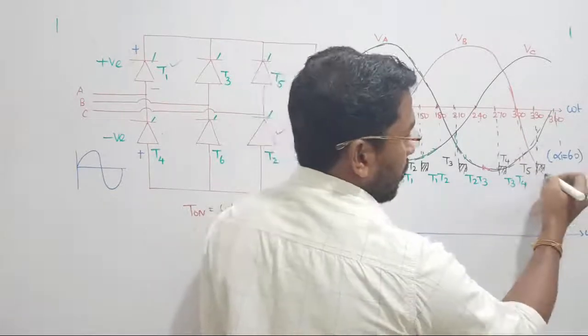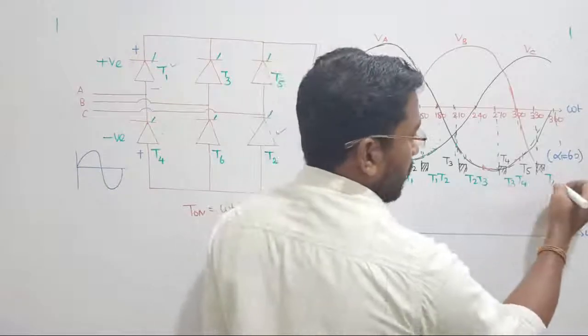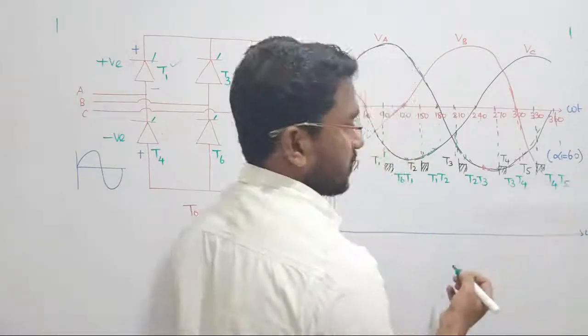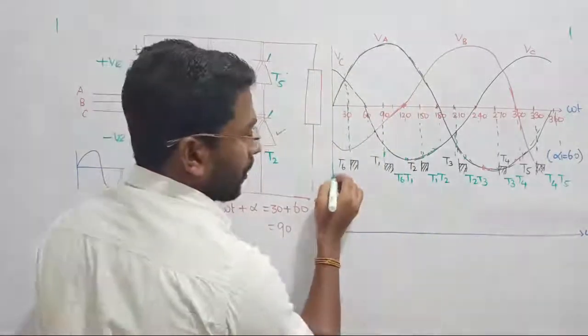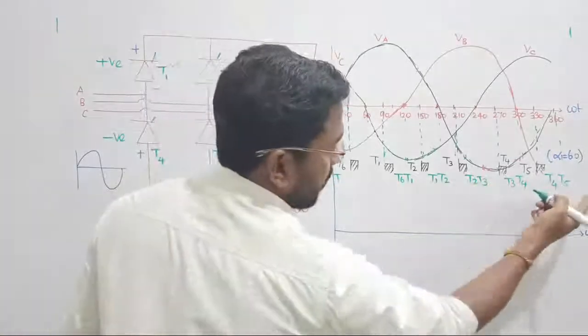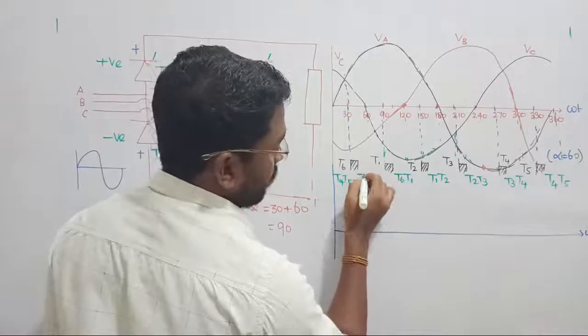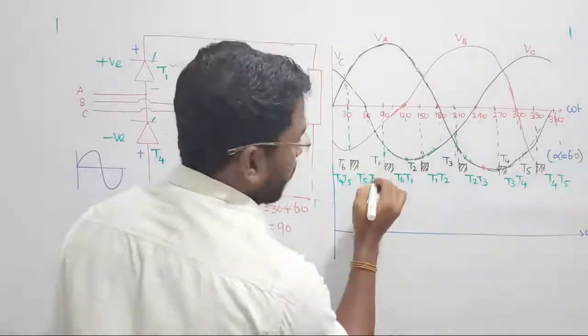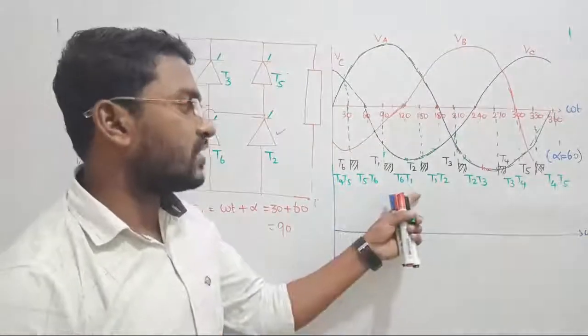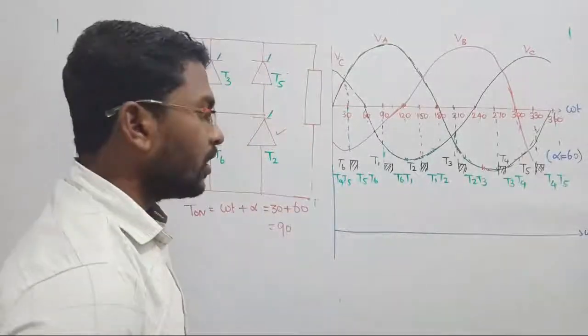After T5, this odd number will be replaced. T4, T5 are going to carry the current. Again, T4, T5 continue their connection. So there is T4, T5 only, but at the crossing, immediately T5, T6 will carry the current, and then T6, T1, and so on. This cycle will be continuous.